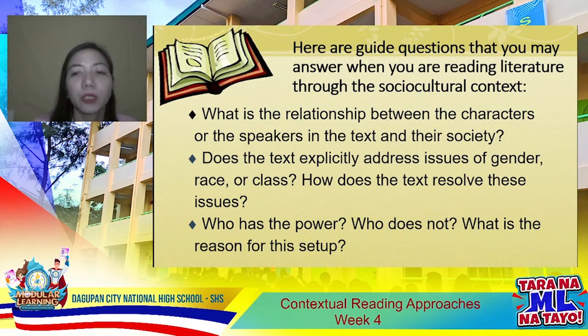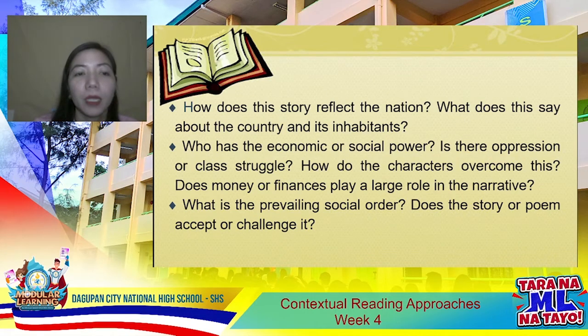What is the relationship between the characters or the speakers in the text and in their society? Does the text explicitly address issues of gender, race, or class? How does the text resolve these issues? Who has the power? Who does not? What is the reason for this setup? How does this story reflect the nation? What does this say about the country and its inhabitants?